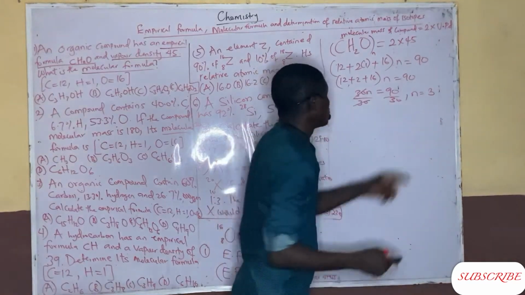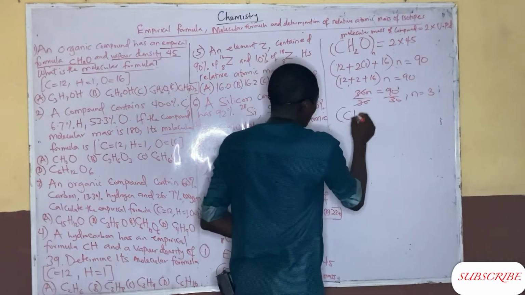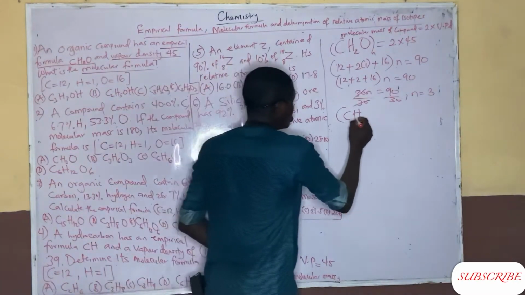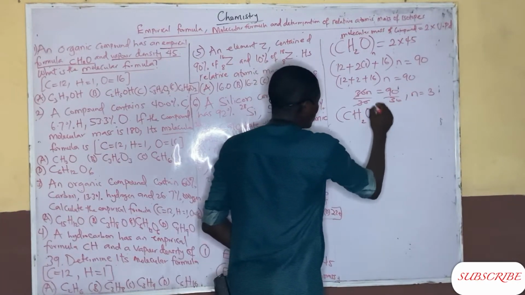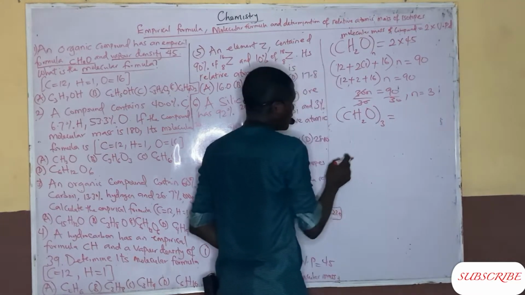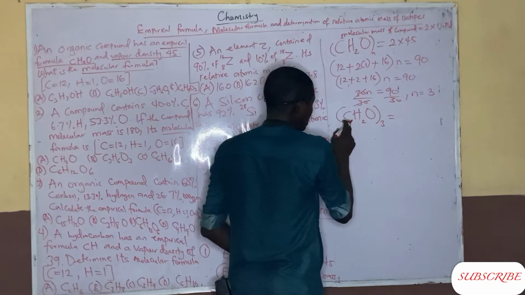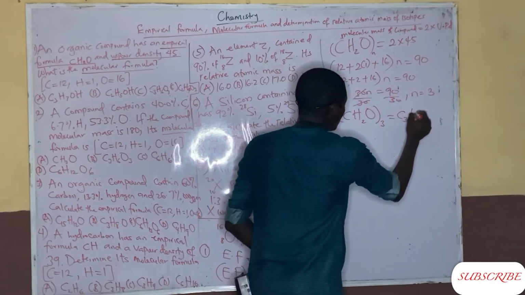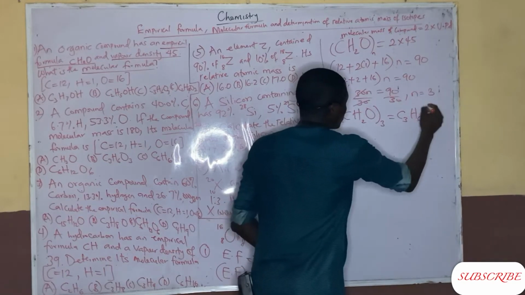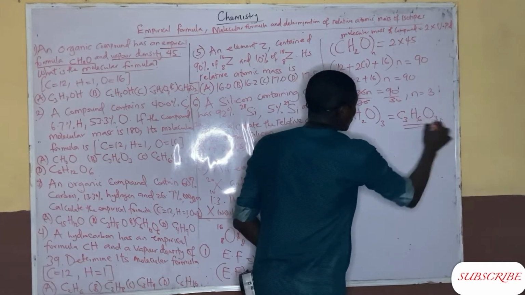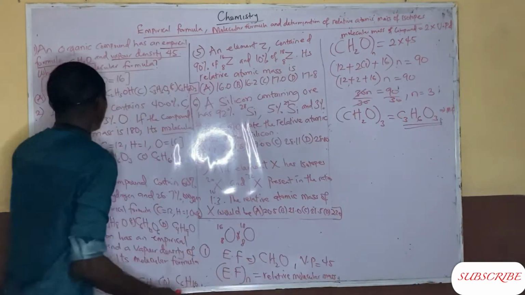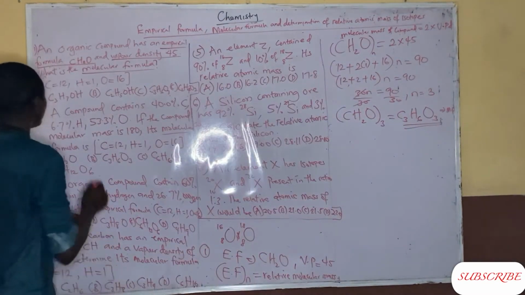So that's our multiple. We now go back to the initial equation given to us, which is CH2O into bracket, and instead of N we put 3. So you multiply out with 3. So 3 times C, C3, H. Now 3 times 2 is H6, and O3. So this is our molecular formula, MF. So the molecular formula here is C3H6O3.